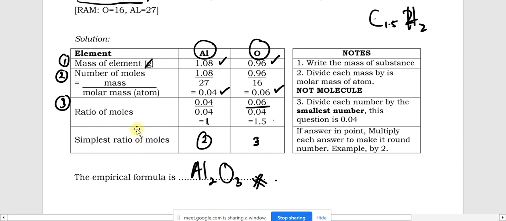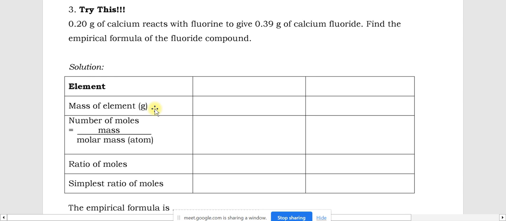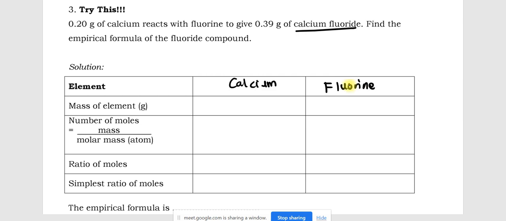Right, come, let's fill up this one. Try again. 0.20 gram of calcium reacts with fluorine to form calcium fluoride. We want to find the empirical formula of calcium fluoride. First you label: first one is calcium, second one is fluorine. When combined we say fluoride; if not combined it is still fluorine. Mass of the element: 0.20, 0.39.